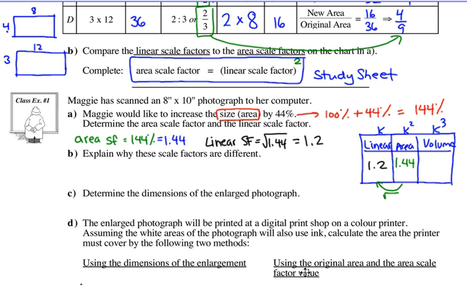So explain why these scale factors are different. Well, the reason why is because the area is the square of the linear scale factor. The area scale factor is the square of the linear scale factor.